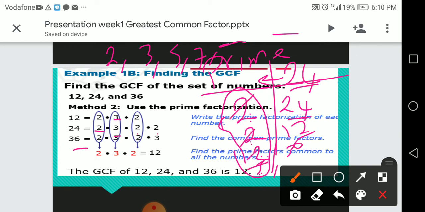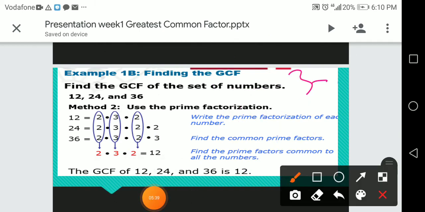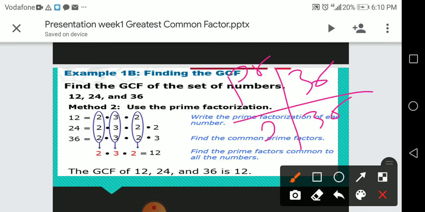What about 36? The same idea. I will write here 36 divided by the prime numbers. 36 divided by 2 gives me what, guys? Gives me 18. Divided by 2 gives me 9. Divided by 3, 3. Divided by 3, 1. So I have here 2, 3, 2, and 3.